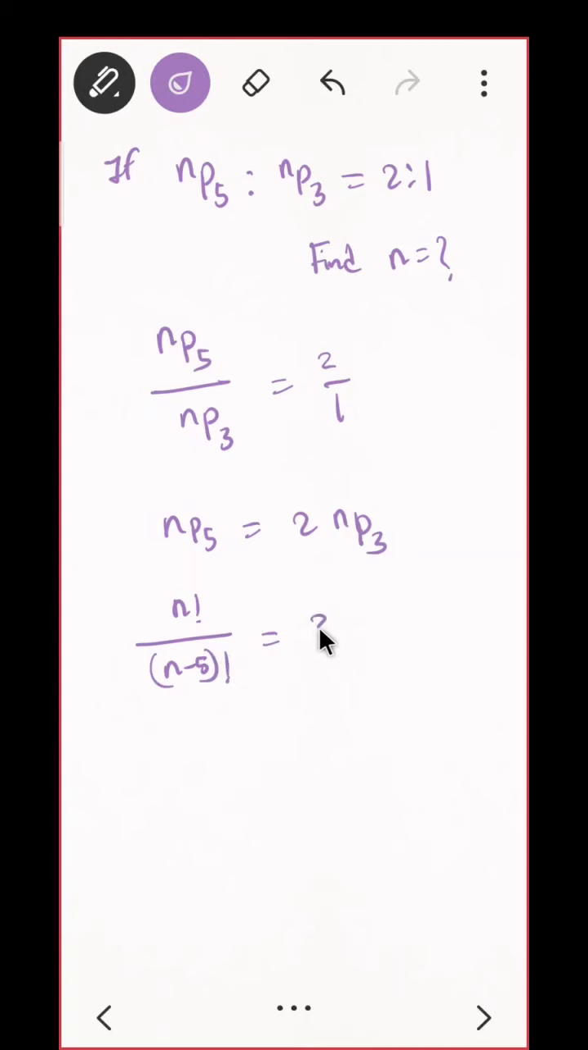Perfect. So this will be very nice, and minus 3. Okay. Do you see n factorial cancel? Which number is less, n minus 5 or n minus 3? Perfect. n minus 5 is the smaller number. So I can reduce this to n minus 5. Do you agree?